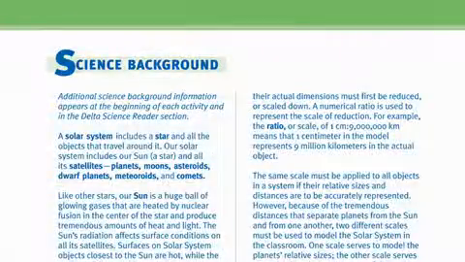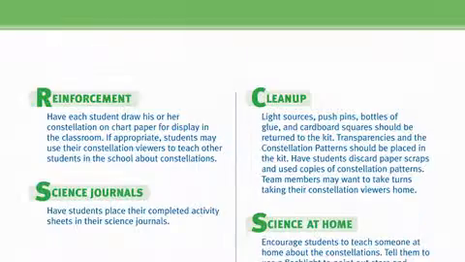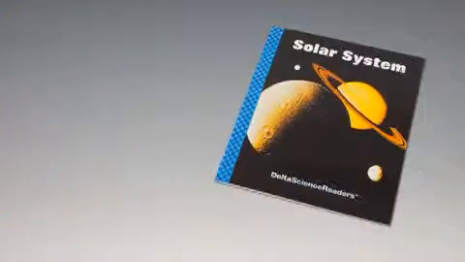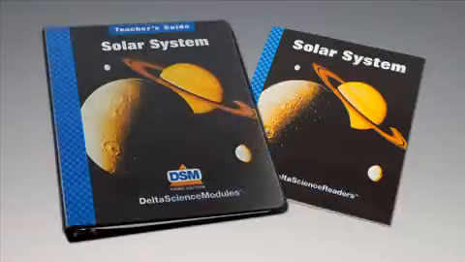To conclude the activity, remove and discard the tape from the planet labels and return all other materials to the kit. For science background, reinforcement activities, curriculum connections, and information about the Delta Science Reader, please consult your DSM Teacher's Guide.